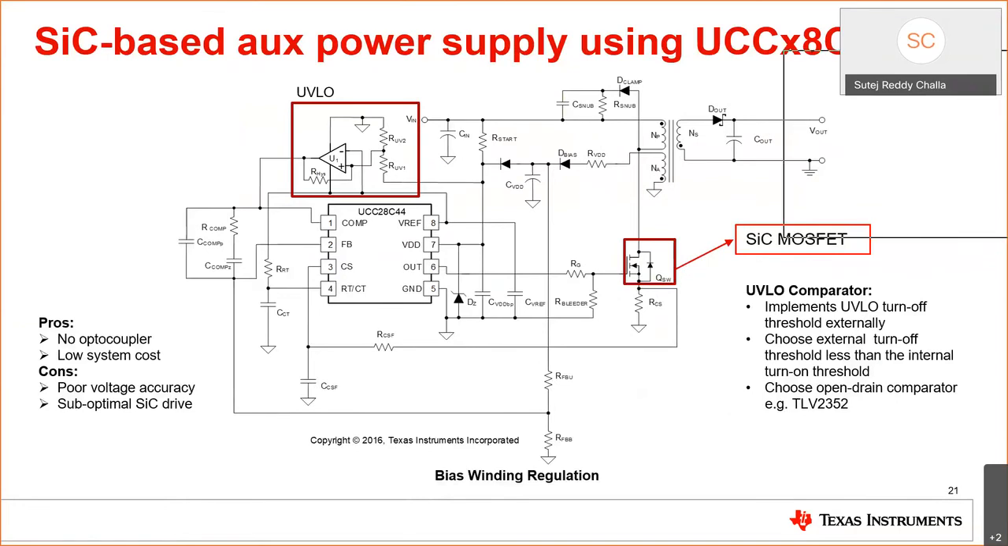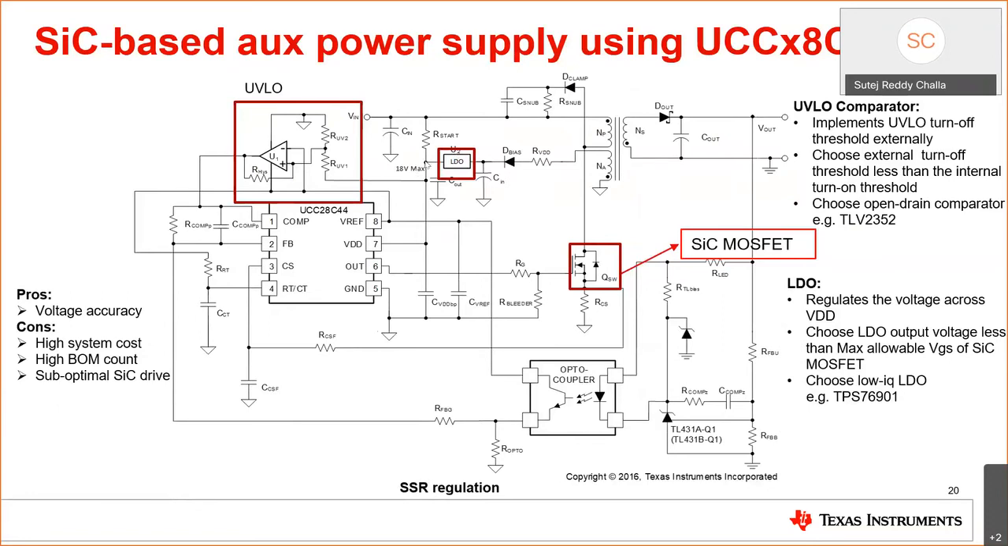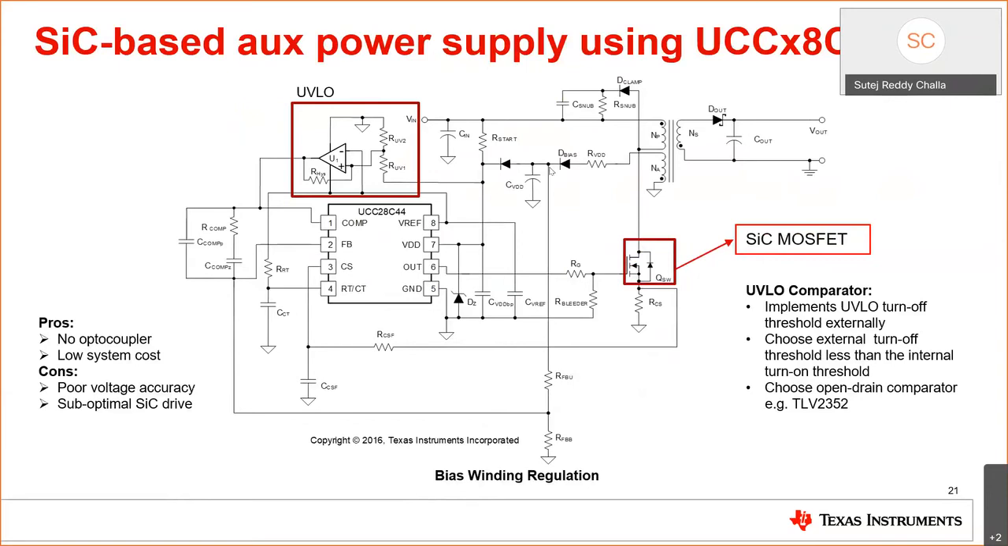A third configuration is actually primary side regulation, which is also a bias winding regulation. In this configuration, no external optocoupler is used, whereas the bias winding voltage itself is being sensed and regulated. Since the bias winding voltage itself is being regulated, it is possible to limit this voltage to 18 volt or less, depending upon which generation SiC MOSFET is being used, and no additional external LDO is required. In the previous case, we were using this LDO in order to regulate the voltage on the VDD. Now, since the feedback itself is coming from the bias winding, no additional LDO is required.